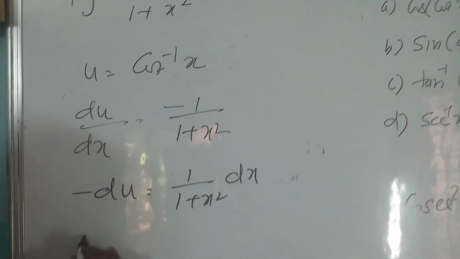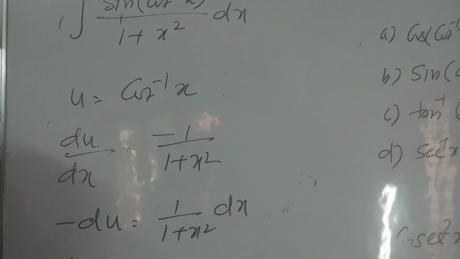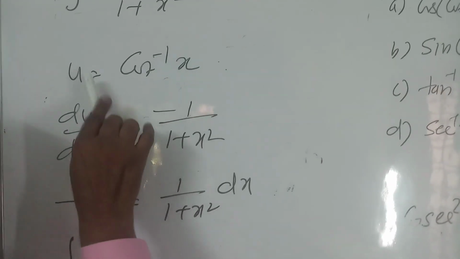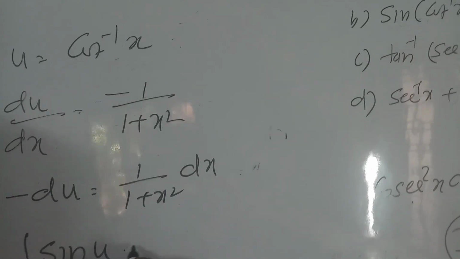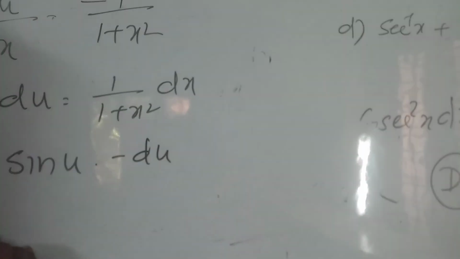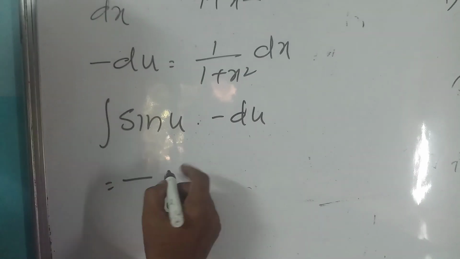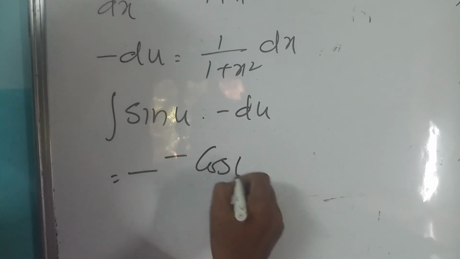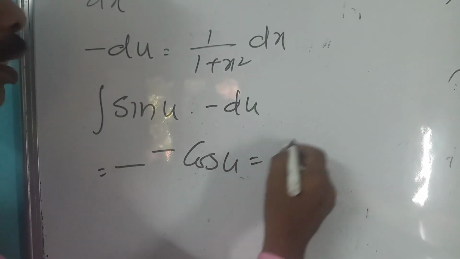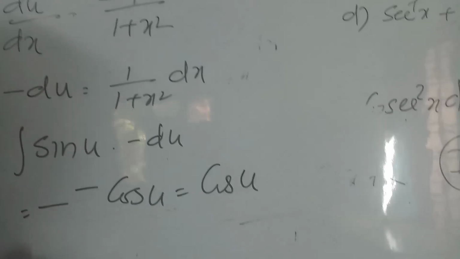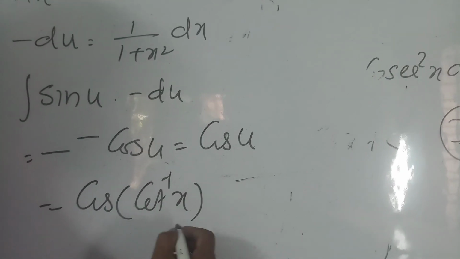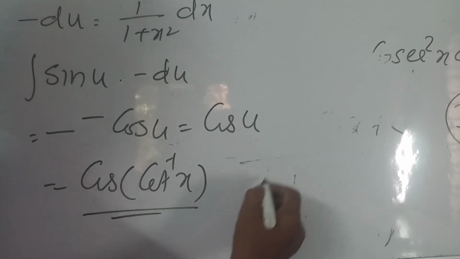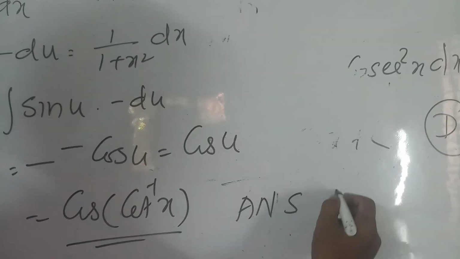Okay. The integral is sin u, where instead of cot inverse x we write u, and sin u into dx by 1 plus x square is equal to minus du. That is minus integral of sin u. The integral of sin u is minus cos u, and minus of minus equals plus cos u. But u equals cot inverse x. Answer: cos of cot inverse x. Therefore, our choice is A.